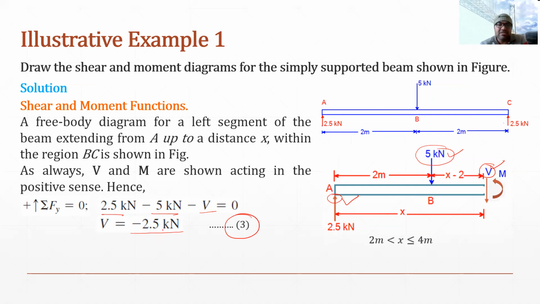So in segment BC, the value of shear force V is negative 2.5 for all the values of x, which means it will be constant within segment BC. Similarly, now we will find out the value of M for this segment.